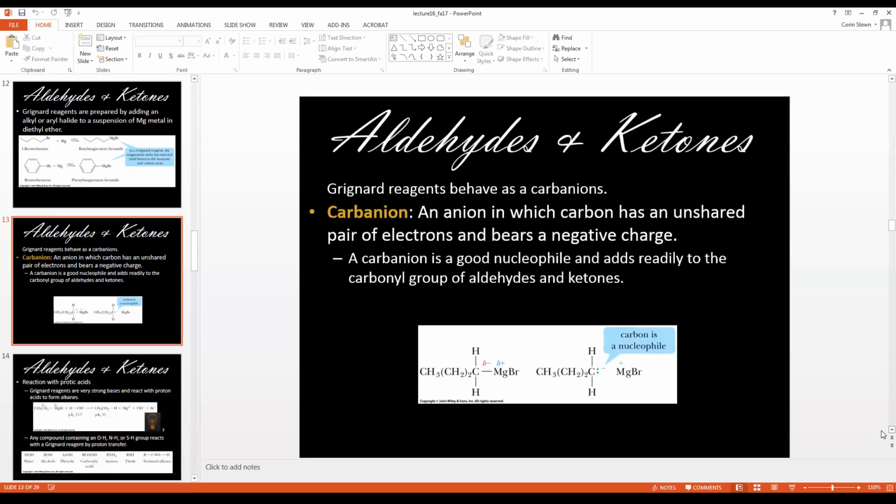Now these Grignard reagents are going to behave as carbanions. A carbanion is an anion in which the carbon has an unshared pair of electrons and carries a negative charge. So a carbanion is a good nucleophile, and it's going to add readily to the carbonyl group of aldehydes and ketones. So these are two different representations of a Grignard reagent. Both are correct. I find that this representation is the most useful because it shows the lone pair of electrons and the negative charge, which is the signal that it's going to behave either as a nucleophile or a base.